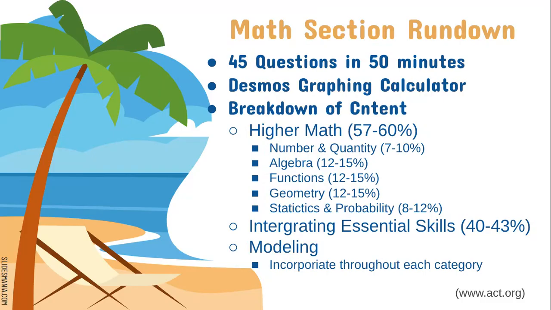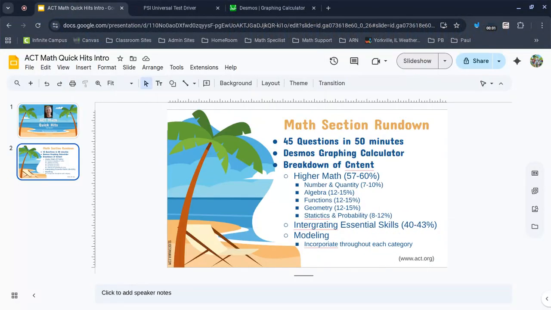Remember our section rundown here. There's 45 questions and you got 50 minutes to do it. We talked before about how you get about a minute and 7 seconds per question. However, some questions are going to take you less time. Some questions are going to take you more time. What I'm here to do is make sure that they all take you less time. All right, so let's get right back into it.